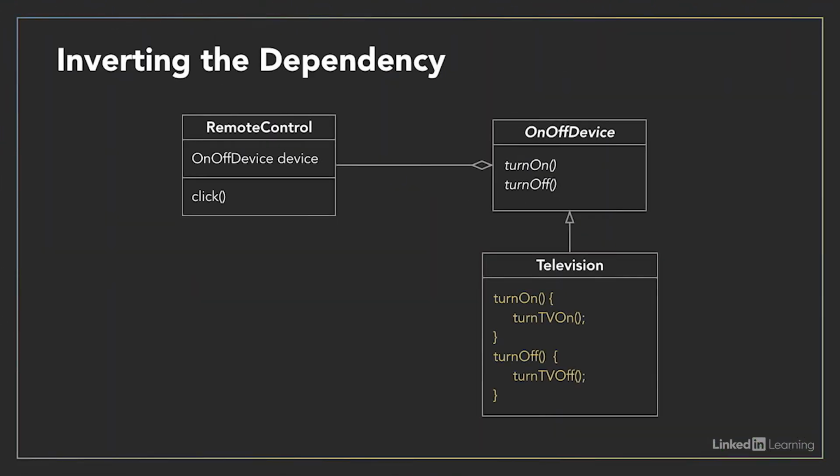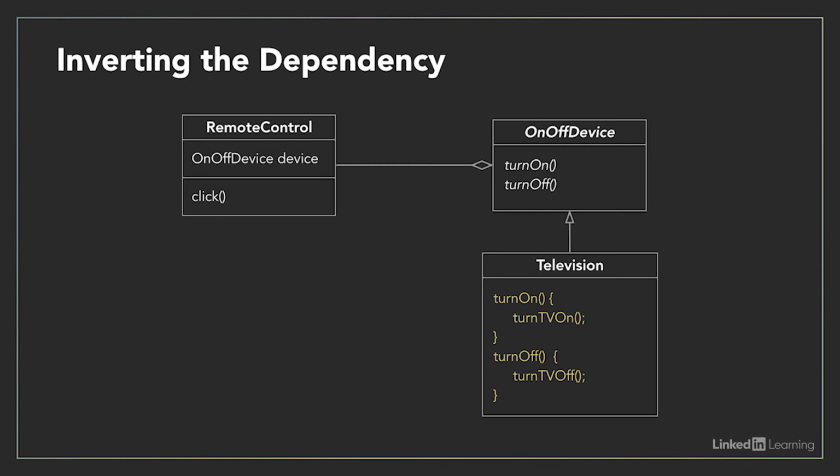To do that, we're going to create an abstraction for an on-off device. More specifically, we're going to create an interface on-off device that supports two methods, turn on and turn off. Next, we'll have our remote control depend on that abstraction by composing a remote control with an on-off device. And remember, before, the remote control depended on a concrete type, that television class. So now a remote control no longer depends on a low-level class. Instead, it actually depends on an abstraction. That's that on-off device interface.